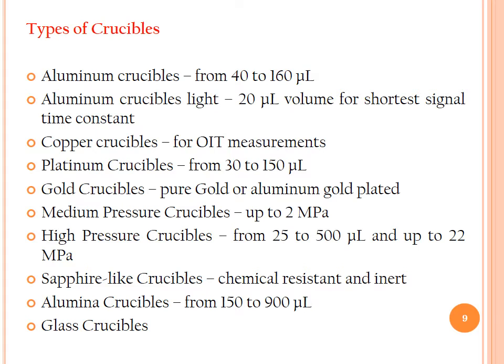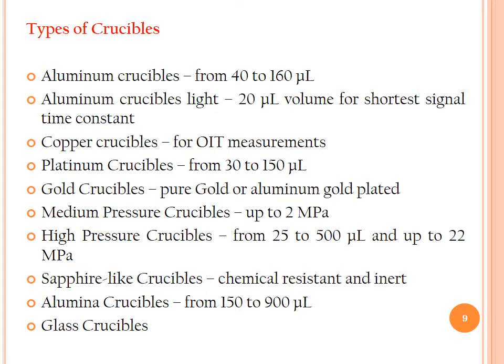Copper crucible for OIT measurement, oxidation induction time measurements. Platinum crucible from 30 to 150 microliter. Gold crucibles, pure gold or aluminium gold-plated crucibles. Medium pressure crucibles up to 2 megapascal. High pressure crucible having a volume of 25 to 500 microliter and pressure up to 22 MPa. Sapphire crucibles, chemical resistance and inert.